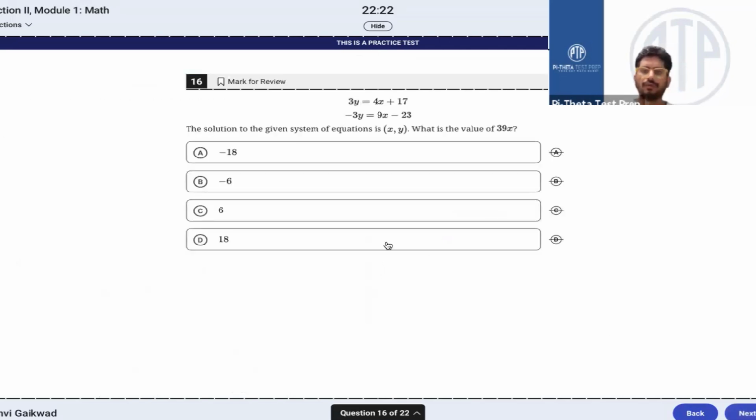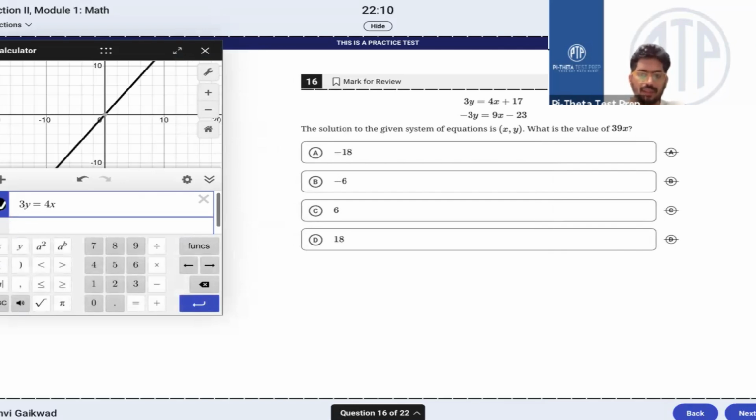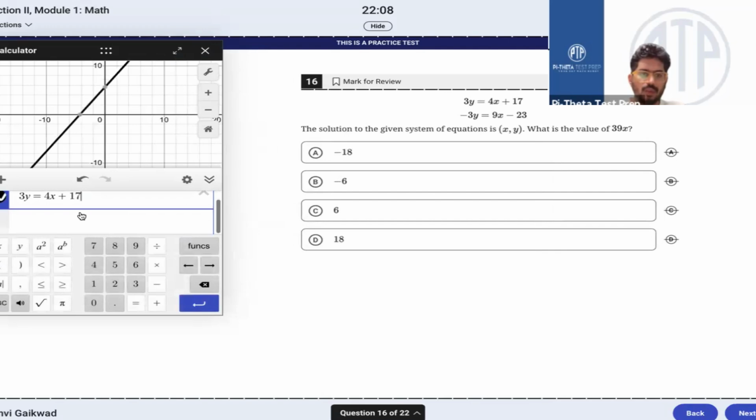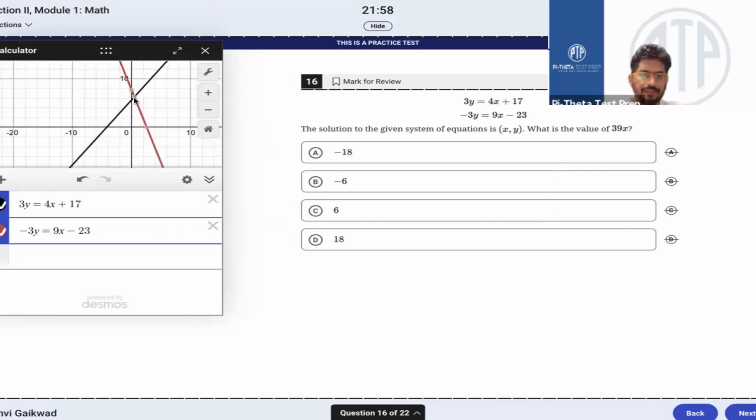For the solution to the given system of equations, whenever you get such a question where a system of equations is given, the best approach is to directly use Desmos here, and you can put in as it is what they are telling you, 4x plus 17, and you can put negative 3y. What is the catch here is, if you miss the last line, what they're telling you in the last line is, now what is the point of intersection here.